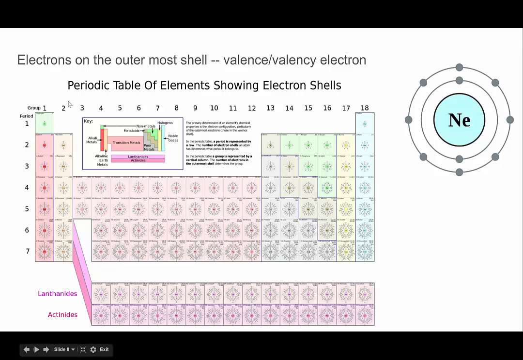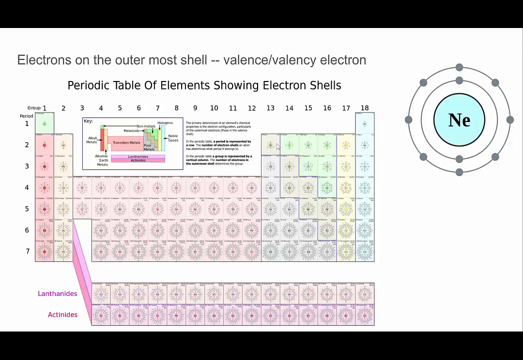Same thing with group 2 elements. They all have similar properties. This same thing goes on and on into all 18 groups. So we find out the valence electrons actually determine how the elements behave, which is understandable.